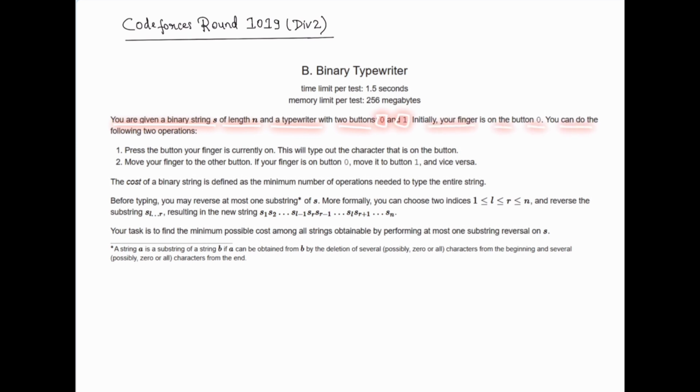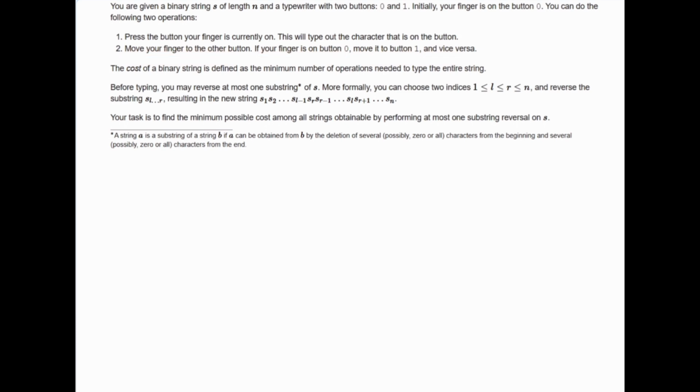You can do the following two operations. You can press the button your finger is currently on, and this will type the character that is on the button. And the second operation is to move your finger to the other button. If your finger is on the button 0, move it to button 1 and vice versa. So there are two operations that you can do while typing the string.